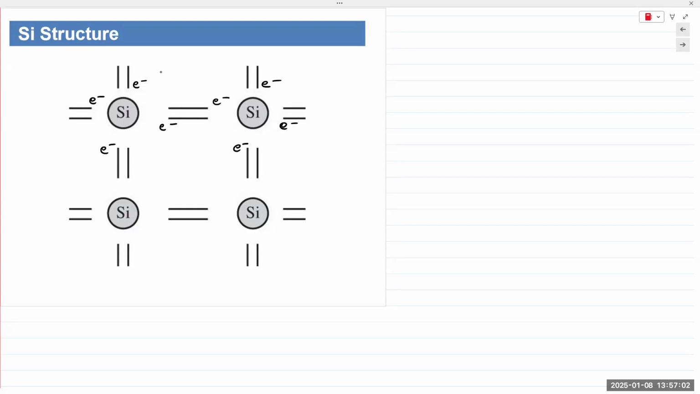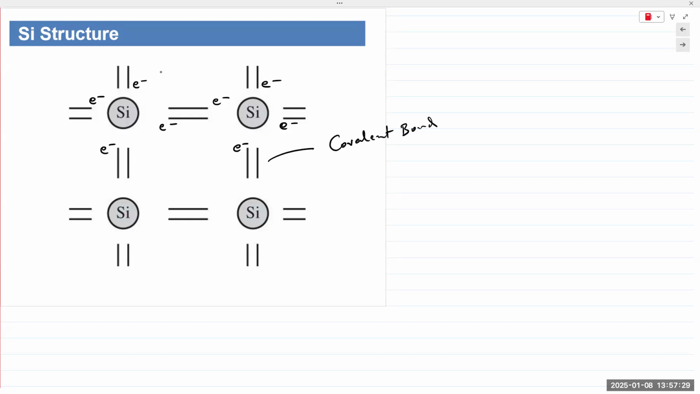Okay, so each one of those bonds is known as a covalent bond. It's a stable atomic structure. Each atom now has 8 electrons orbiting around its nucleus. Okay, at absolute zero, all of these bonds are frozen in place. There's no energy available whatsoever.